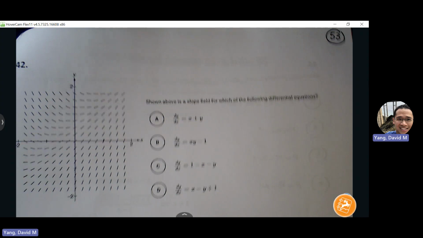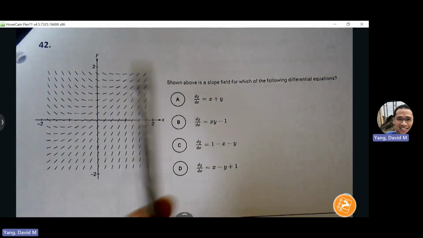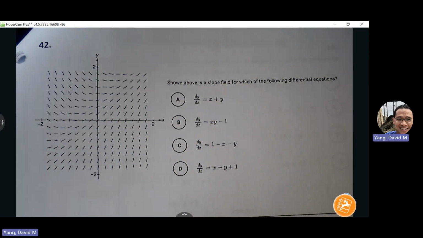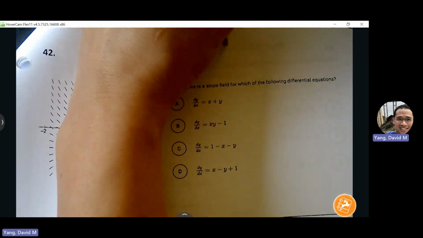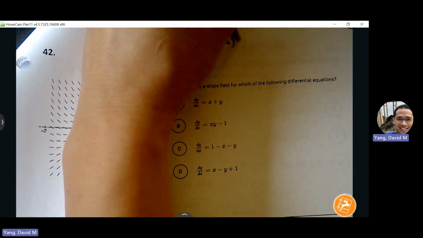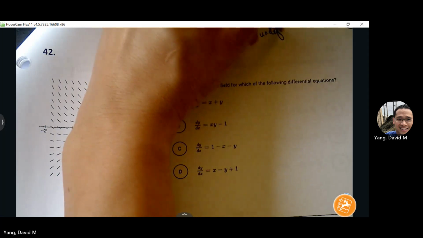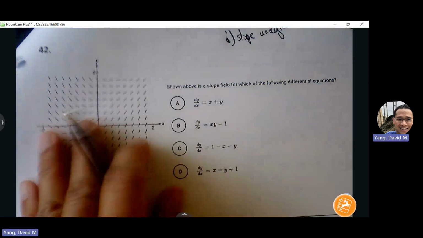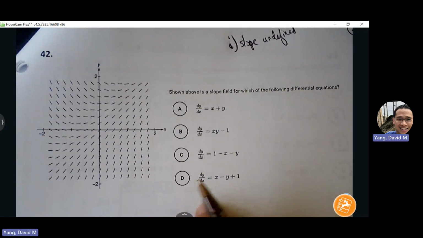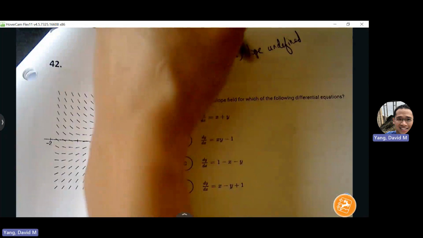Okay, so shown is a slope field for which of the following differential equations. I like to look for a number of things. I like to look for where I see slope undefined. If I can match slope undefined with something that I know to be true or false, I can eliminate wrong choices.